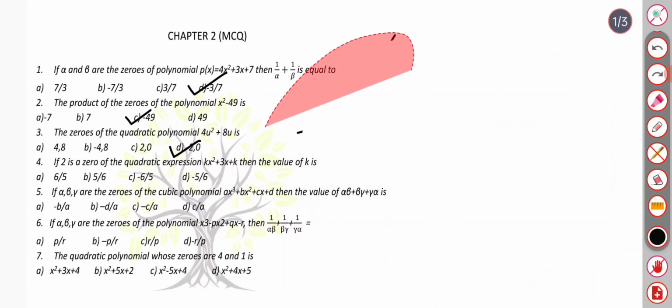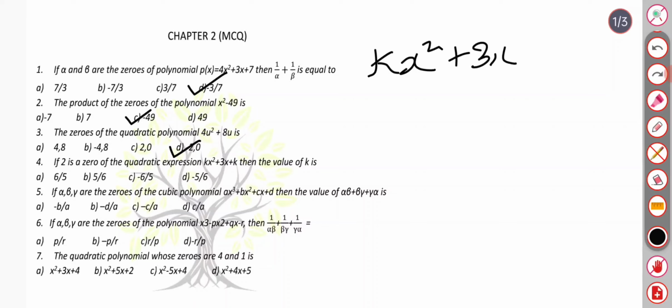Question number 4. Let's see what is given in question number 4. If 2 is a zero of the quadratic expression k x square plus 3x plus k, then the value of k is. We need to find the value of k. So they have given the equation k x square plus 3x plus k. This is our required equation. So if 2 is a zero, they have already mentioned that 2 is a zero. So in place of x, we will put 2.